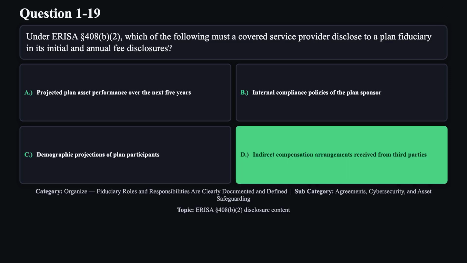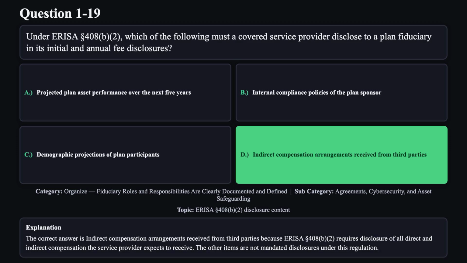The correct answer is D. The correct answer is indirect compensation arrangements received from third parties. Because ERISA Section 408(b)(2) requires disclosure of all direct and indirect compensation the service provider expects to receive. The other items are not mandated disclosures under this regulation.